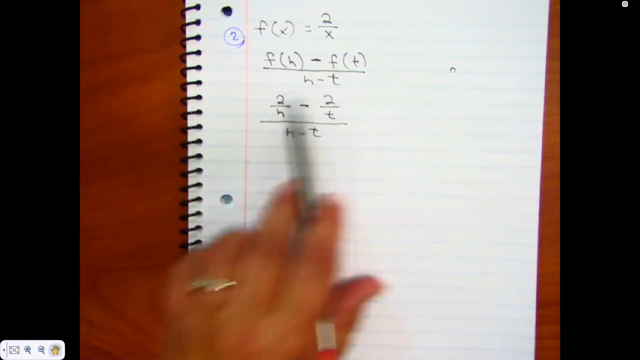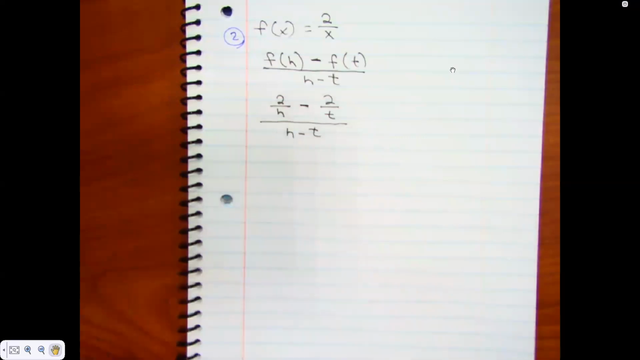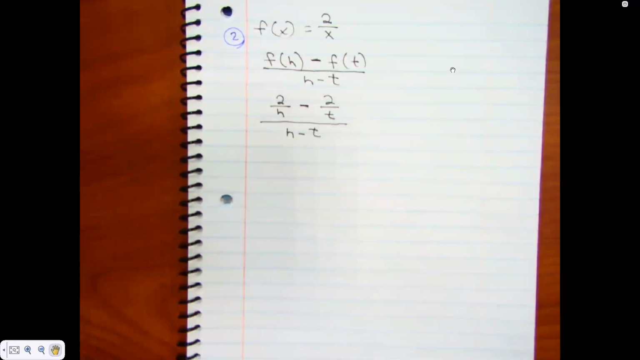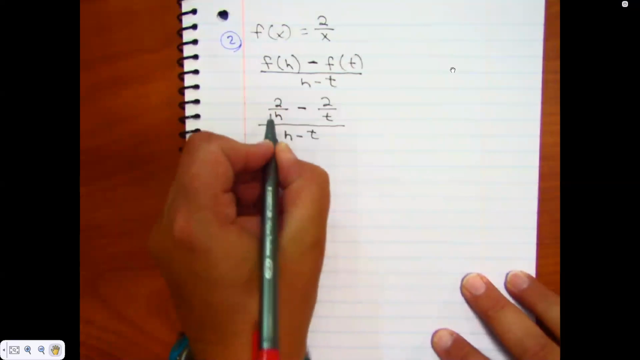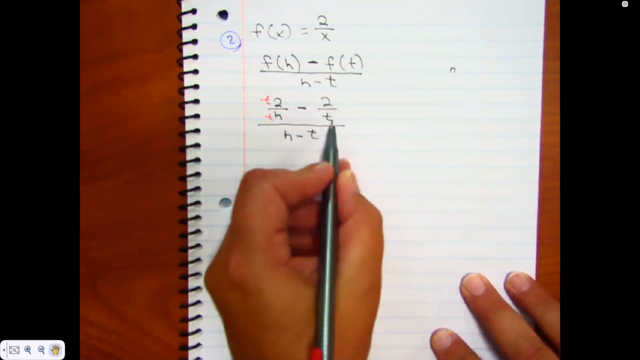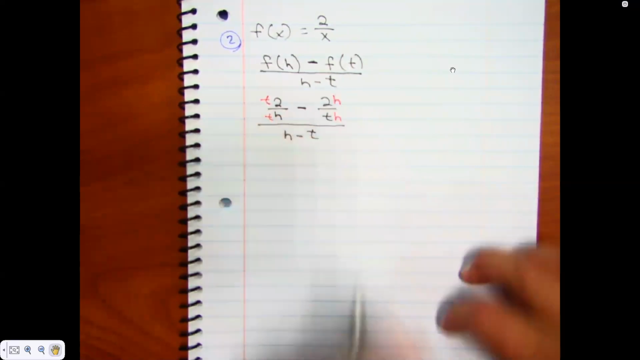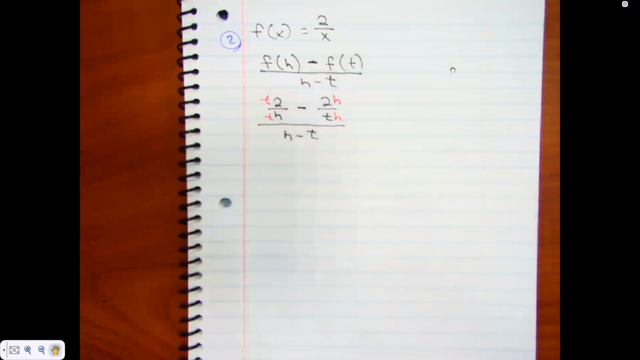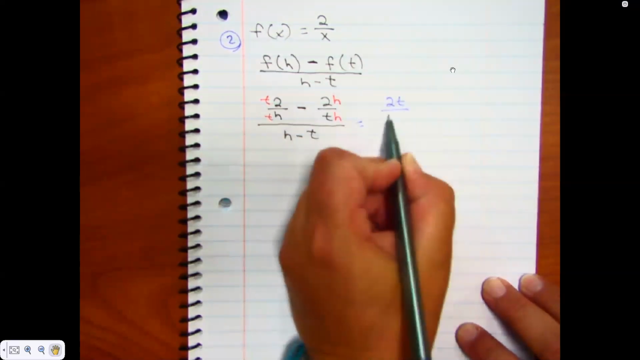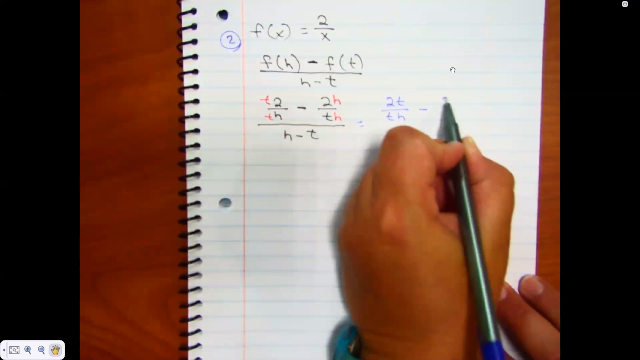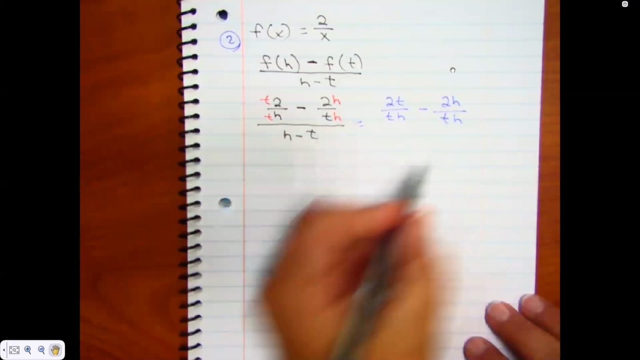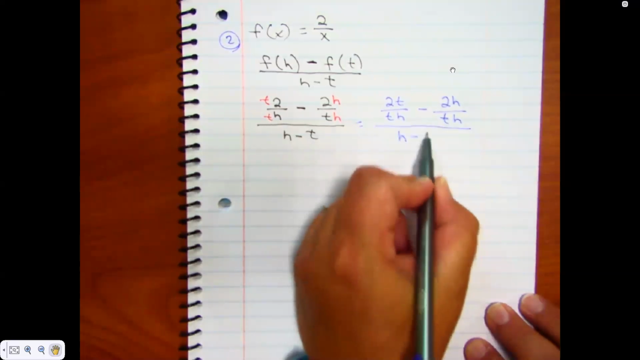What do we have to do first? Here we have to get a common denominator in the numerator. So between h and t, it's going to be ht. You need one of each. So here we're going to put a t on the top and bottom. Here we're going to put an h on the top and bottom. So now we have, and we've got room, let's do this. This top is going to be 2t over th minus 2h over th. And we still have the bottom, h minus t.